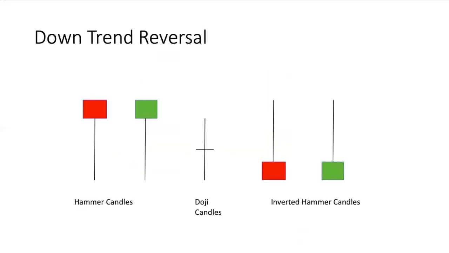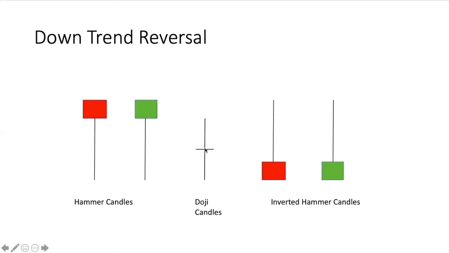So this is a downtrend reversal candlestick. It forms when a market is very bearish, falling down, and it forms at the bottom of it. This is called the hammer. You can see it's hammer shaped with a long tail. It can be a red hammer, it can be a green hammer. So this is called a hammer candle.